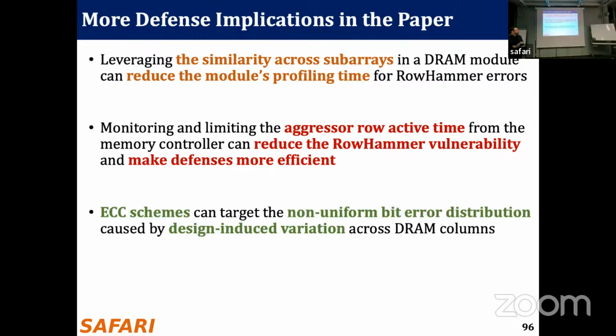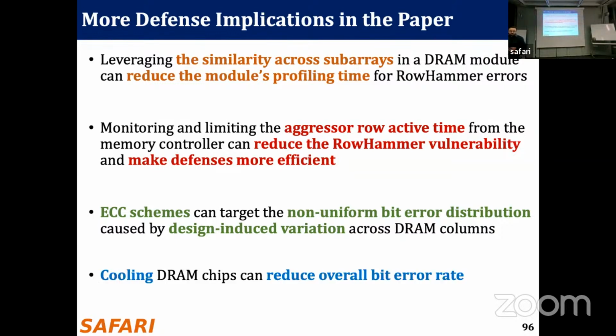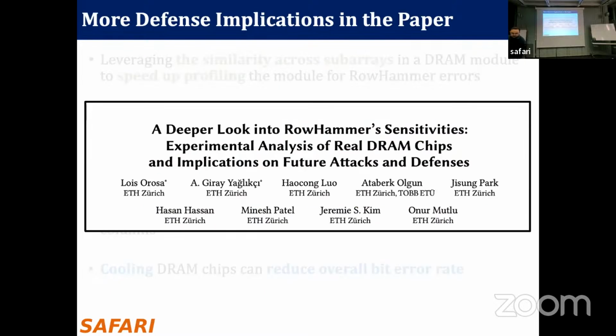Another thing that we talked about already is we can design new ECC schemes that can target the non-uniform bit error distribution across different columns. And from the temperature analysis, at least for the manufacturers other than Samsung, we know that cooling DRAM chips can reduce the overall bit error rate. So these are the defense implications that I wanted to cover, but more is, of course, in the full paper.